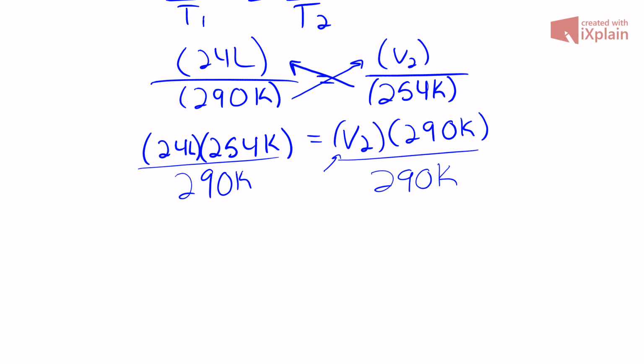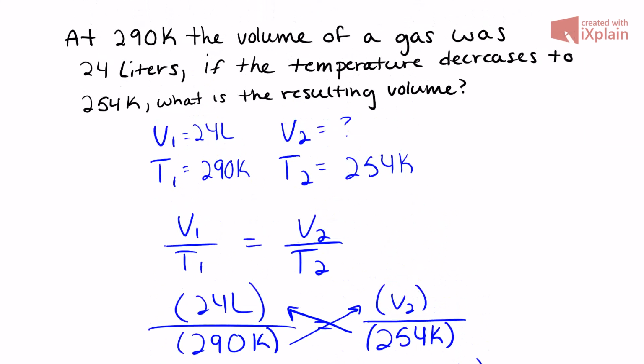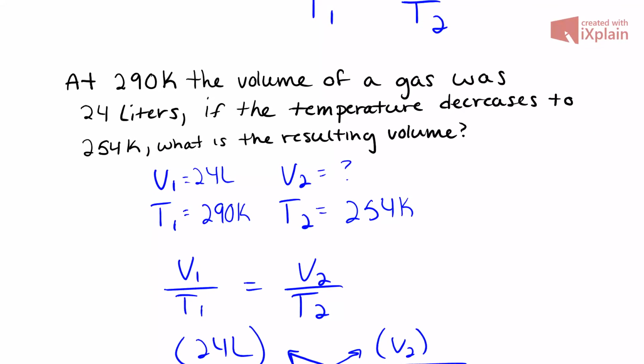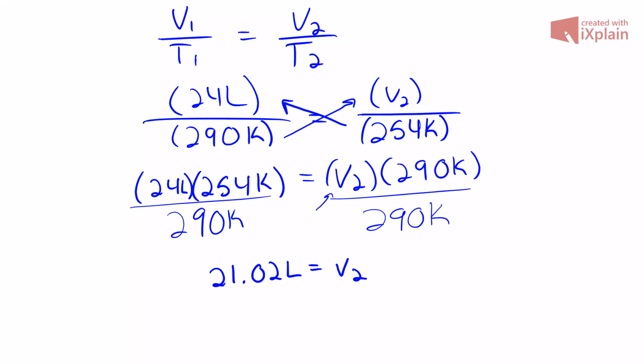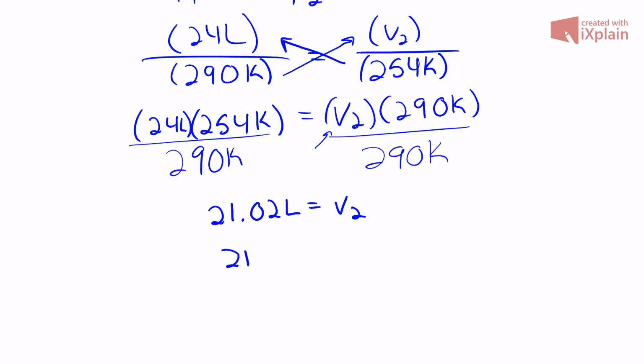So 24 times 254 divided by 290. Our final volume is 21.02 liters. Now remember, with chemistry problems, we're always going to want to account for significant figures. Let's go up to our problem. Our smallest number here is 24, so we're going to two significant figures. So our answer is 21 liters for volume 2.